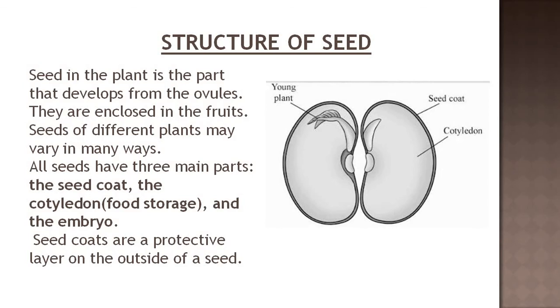Seeds of different plants may vary in many ways. There are many types of seeds you might have seen. But all seeds have three main parts: first the seed coat, second the cotyledon, and third the embryo. Seed coats are the protective layer on the outside of the seed. As you can see in the picture, the seed coat is the outermost layer, the cotyledon is the part which stores the food for the baby plant, and the innermost is the embryo or young plant.